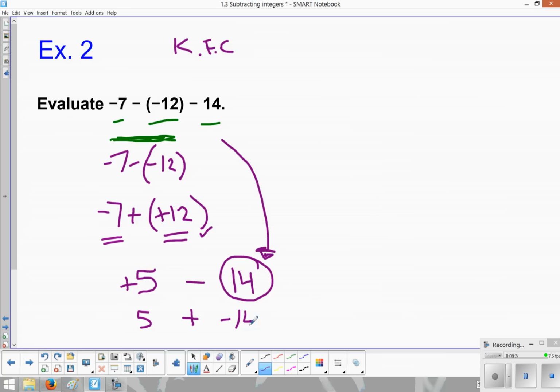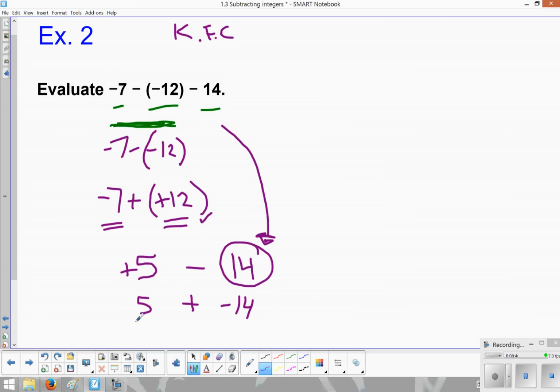Now let's look to see if the signs are the same. I have a positive here, and I have a negative here. Are the signs the same? If you said no, you are correct. So if they're not the same, you're going to go ahead and subtract 14 away from 9. And so if you can subtract that for me.